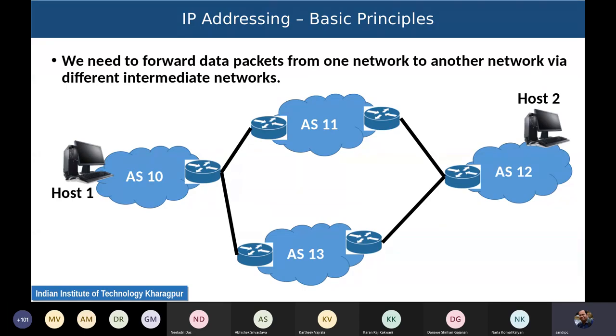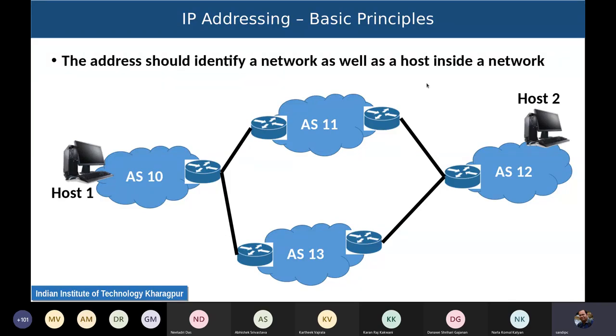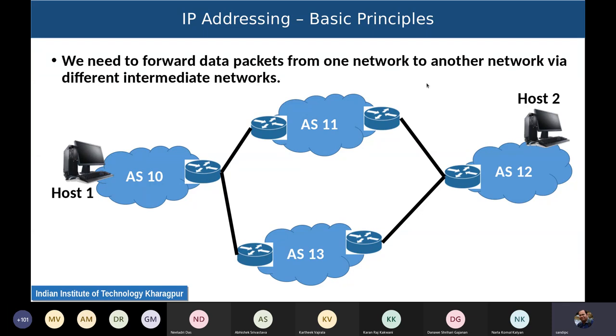Say, for example, if I want to forward a packet from host 1 to host 2. Whenever I am forwarding a packet from host 1 to host 2, maybe I have two different paths. I can go via AS11 or I can go via AS13. So to transmit data from host 1 to host 2, I will send a packet from AS10 to AS11 to AS12, or AS10 to AS13 to AS12. So this basically makes two different things.